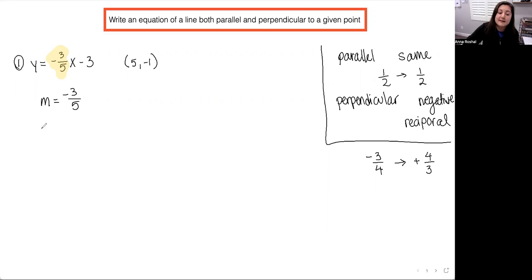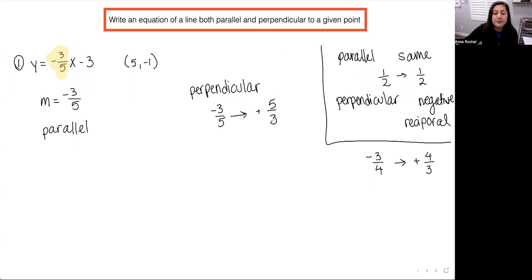And when I create lines that are parallel, I'm going to use the same exact slope. And when I create lines that are perpendicular, it's going to be different. My perpendicular line is going to go from negative 3/5 to positive 5/3. Nothing else in this equation makes any difference to me. This is the only piece that I'm looking for, okay?